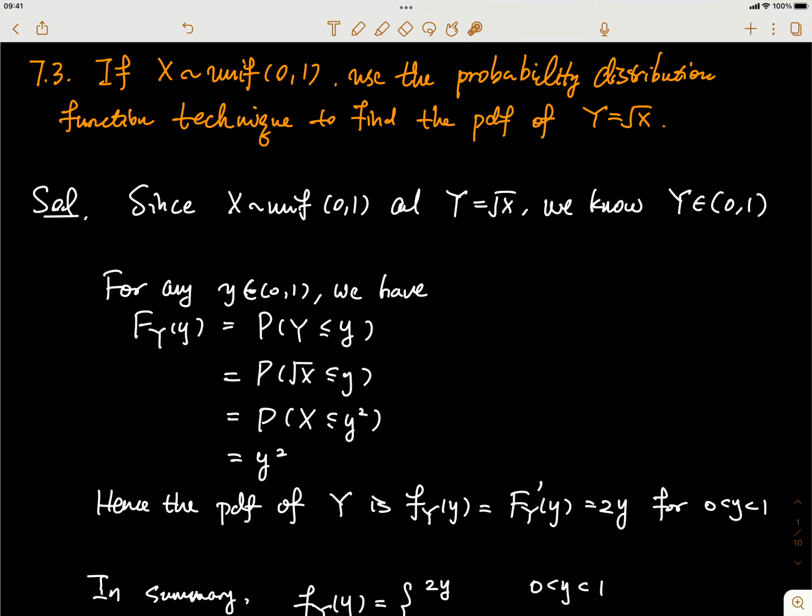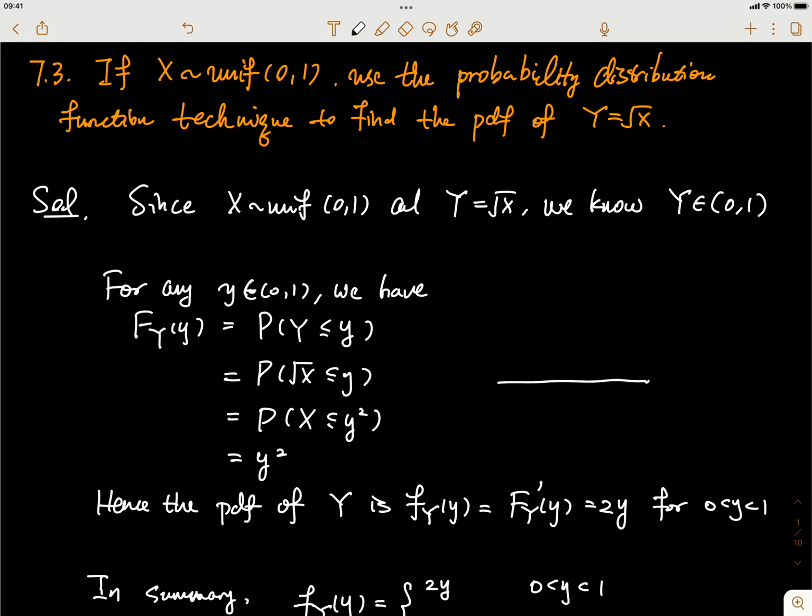And then the square root of x being less than or equal to y is equivalent to x being less than or equal to y squared. So that's why we change this. Now the probability of this is just y squared. The reason is that x is uniformly distributed, right?